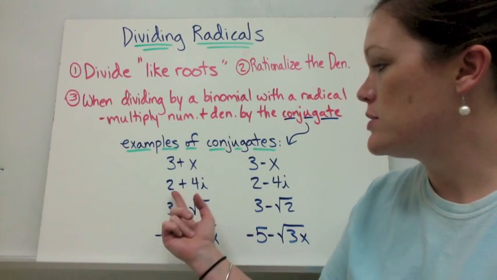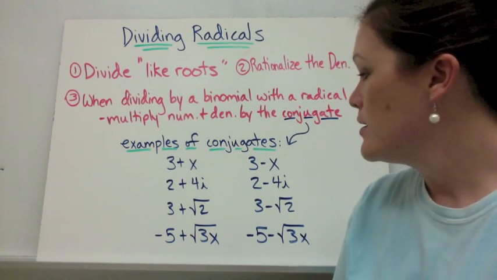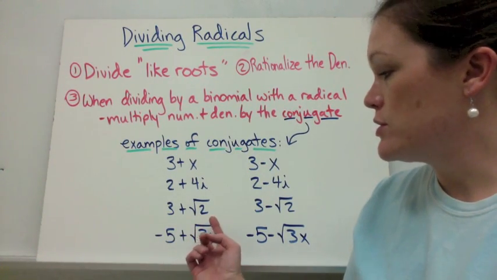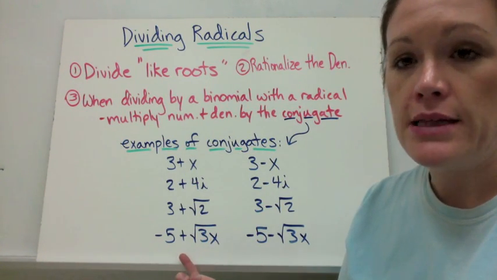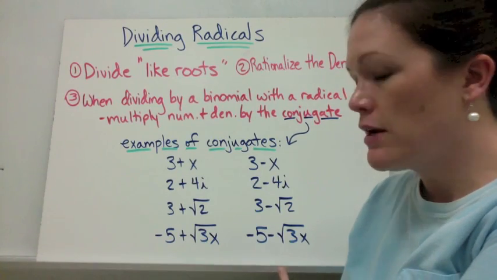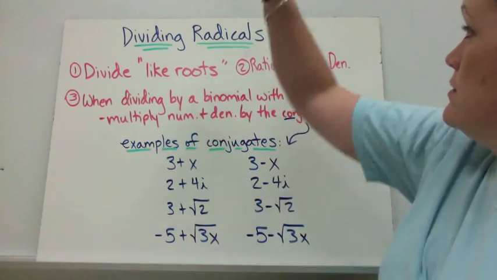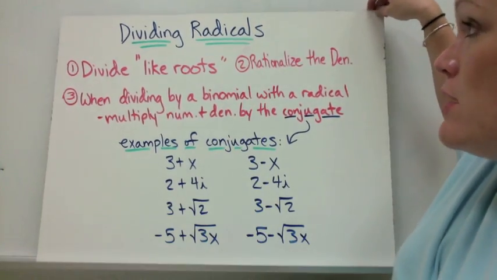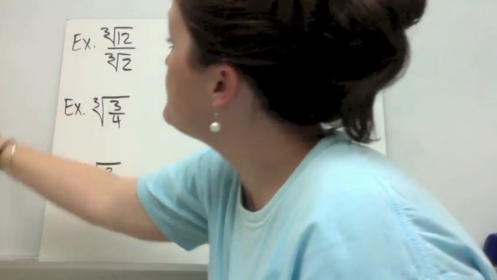Another example is 2 plus 4i. The conjugate would be 2 minus 4i. For 3 plus the square root of 2, it'd be 3 minus the square root of 2. So you're just changing the sign in the middle. Negative 5 plus the square root of 3x would be negative 5 minus the square root of 3x. So we'll look at some examples of this in just a minute. First, let's look at some more simple examples.